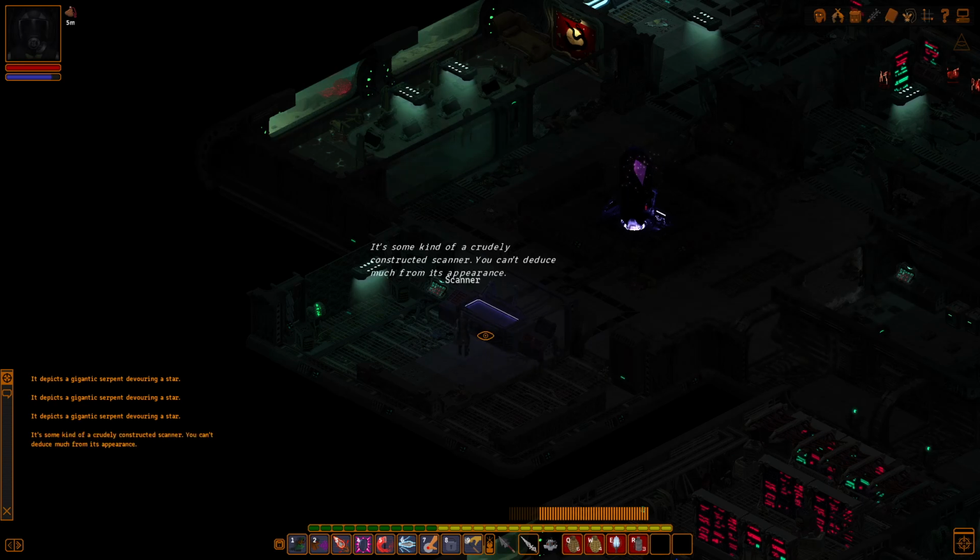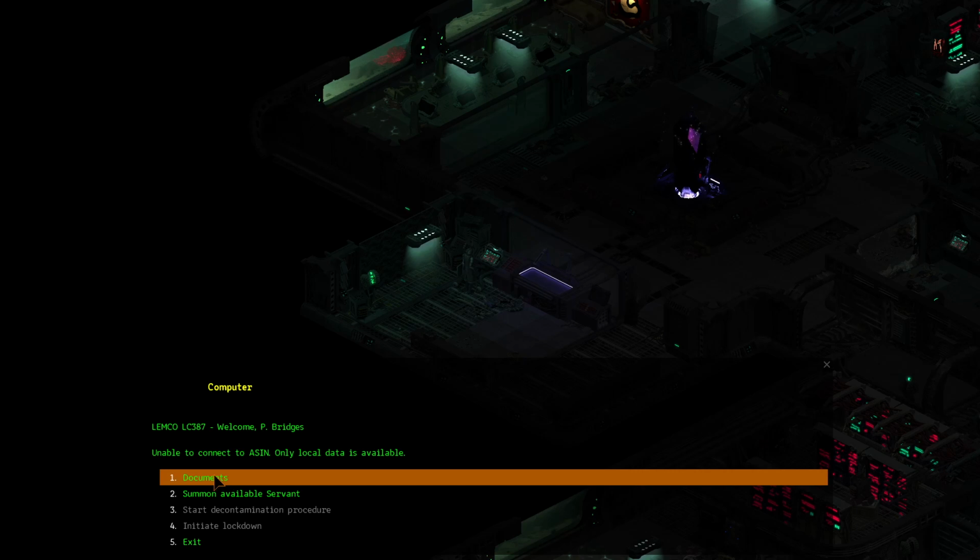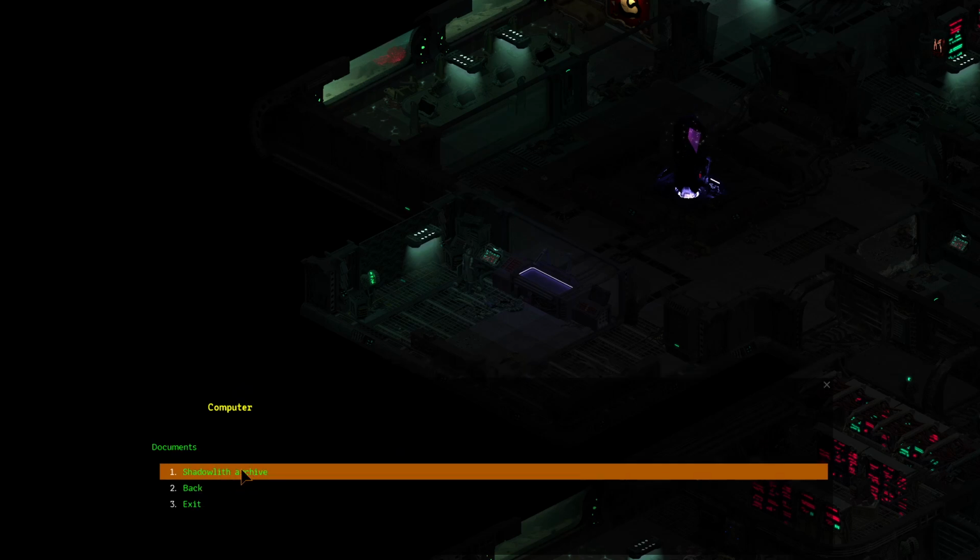And then the scanner, some kind of a crudely constructed scanner. You can't deduce much from its appearance. And a computer, unable to connect, yeah, same stuff. Documents. Shadowlith Archive.